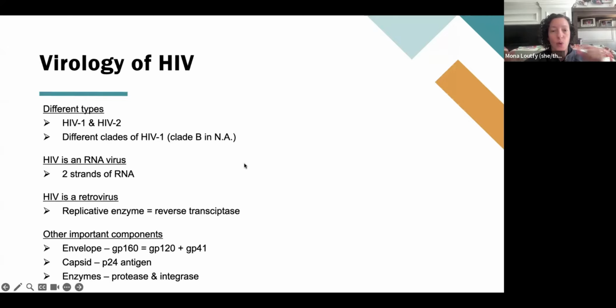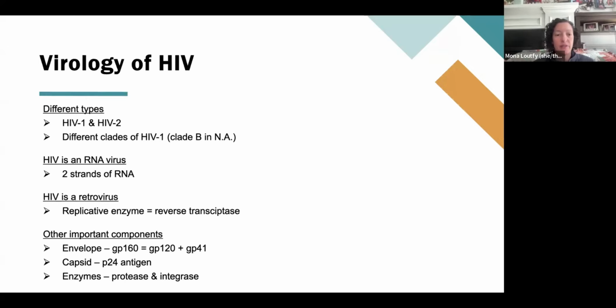We have to use primers for that PCR. And so in North America, the primers are specific to clade B virus. Sometimes what happens is if you're seeing a patient who comes from Africa and they have non-clade B virus, the HIV viral load test that we have might not detect their viral load. And it might be a false low viral load. So that's something a little bit interesting.